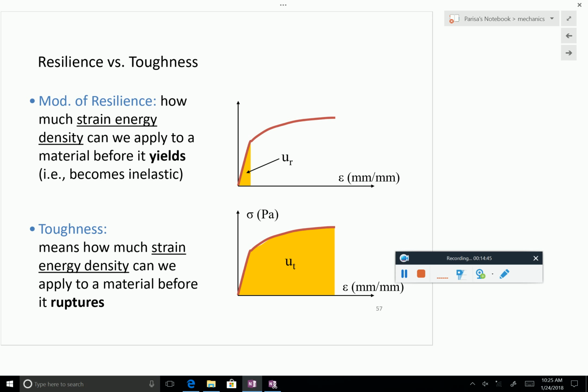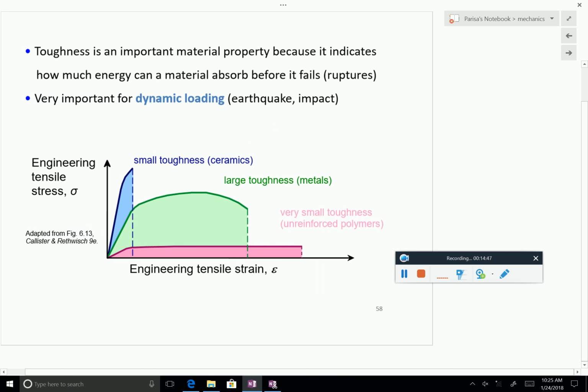Now, it's very important because different materials have different toughness behaviors, and it affects very much how we choose them for which applications. Here you can see the difference between ceramics, metals, and polymers. You've seen these classifications a few times already.